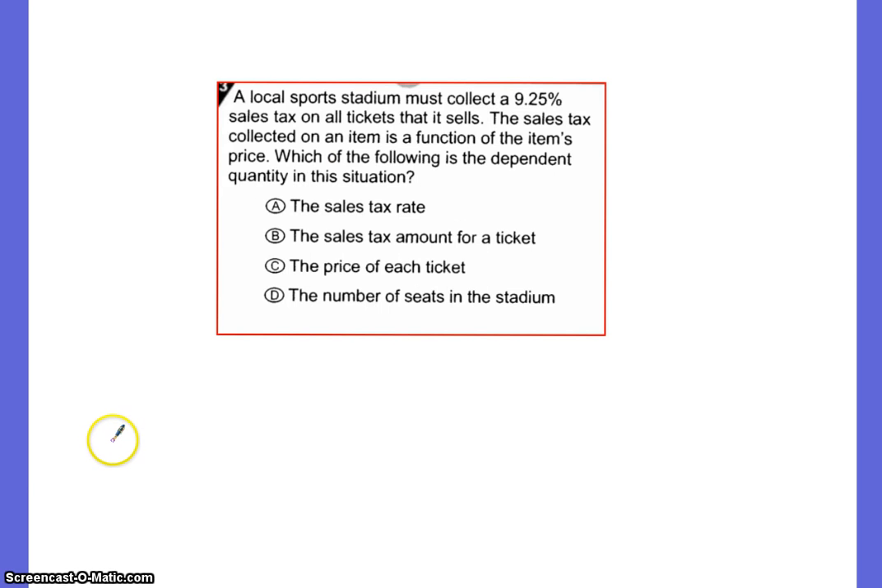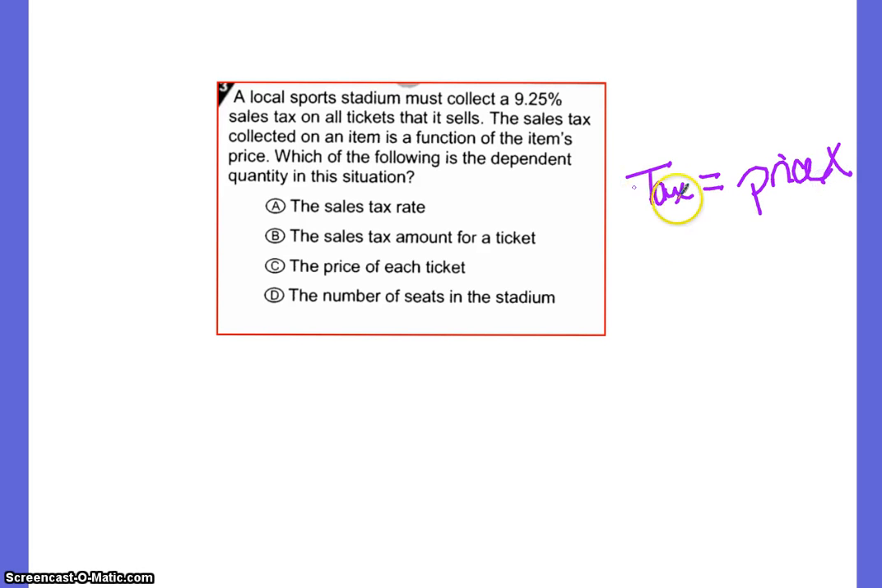Number 3, a local sports stadium must collect a 9.25% sales tax on all tickets that it sells. The sales tax collected on an item is a function of the item's price. Which of the following is dependent? Remember, when you have a sentence like this, the first thing they say, the sales tax is a function of, "is" means equal, the price.